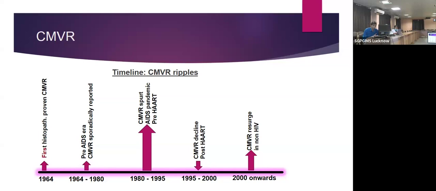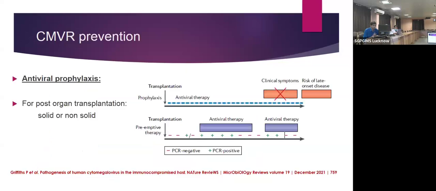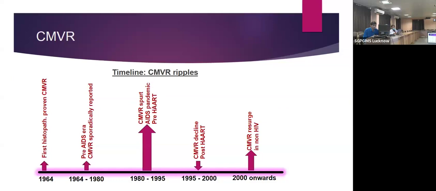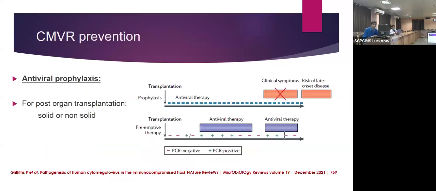As we can see, this is the timeline of how we have progressed from the first case to 2000. Now, immunocompromised patients getting CMV reactivated is one thing, but nowadays what is happening? We are giving a lot of antiviral prophylaxis.